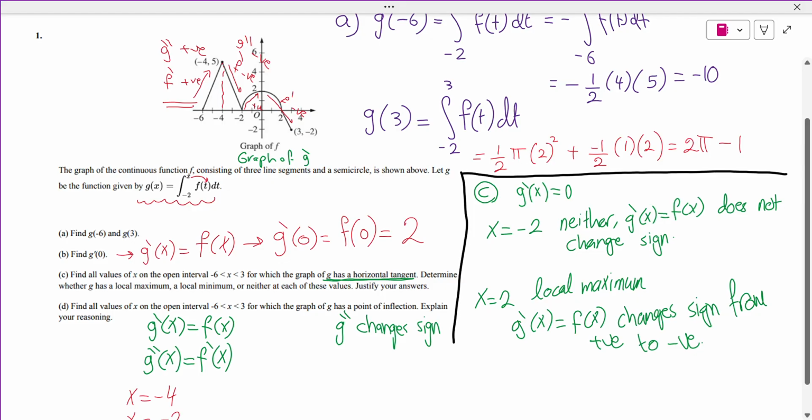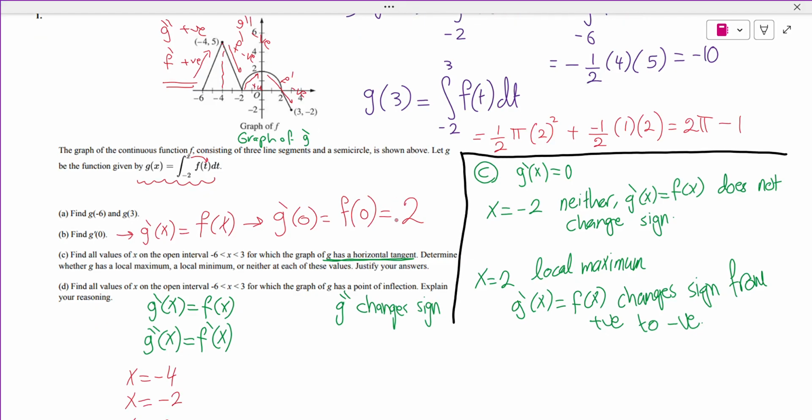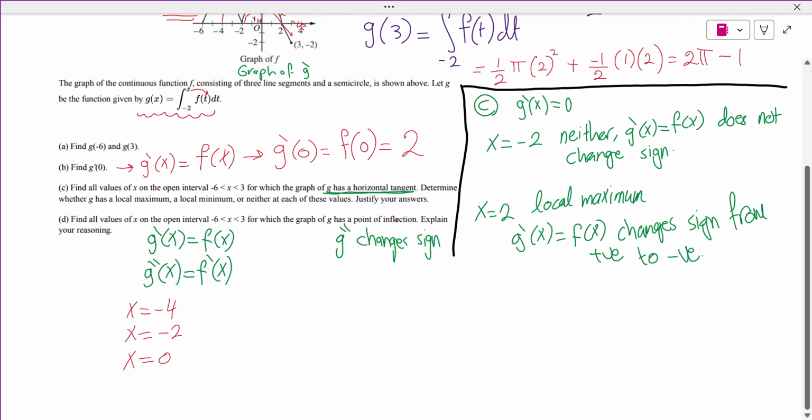Follow the same analysis for the rest of the points. So at these 3 points, what happens? We know that at x equals -4, g double prime of x, which is the same as f prime of x, changes sign from positive to negative.